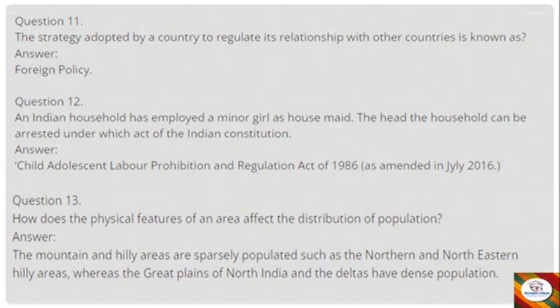Next question. Question 13. How do the physical features of an area affect the distribution of population? Answer: the mountain and hilly areas are sparsely populated, such as the northern and the northeastern hilly areas, whereas the Great Plains of North India and the deltas have dense population. So how the distribution of population is affected by its physical features is given here.